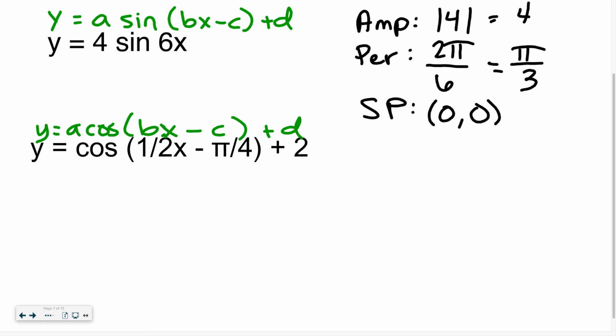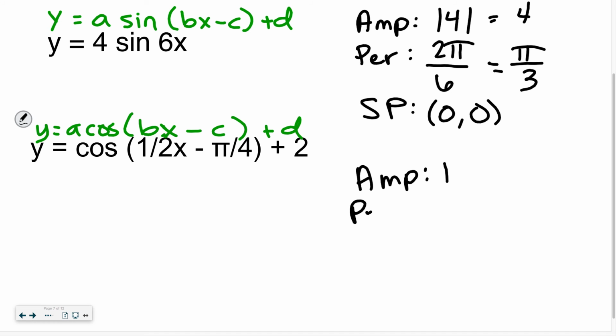What's A? Now it's being multiplied by cosine, so you would use the multiplicative identity, which is 1, not 0, right? If it was 0, then that would be a very uninteresting graph. It wouldn't be a wave, it would be a horizontal line. Okay. So A is 1, that means our amplitude is 1.